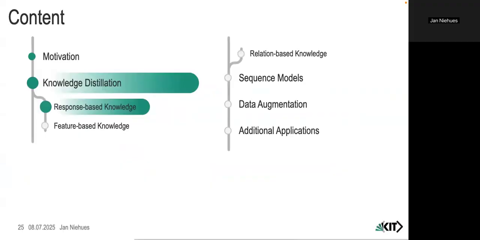Okay, so these are the basic three ideas. And for the next time, this will be what we'll look into: response-based knowledge distillation, feature-based knowledge distillation, and relation-based knowledge distillation. But before we go into details, do you have any questions?